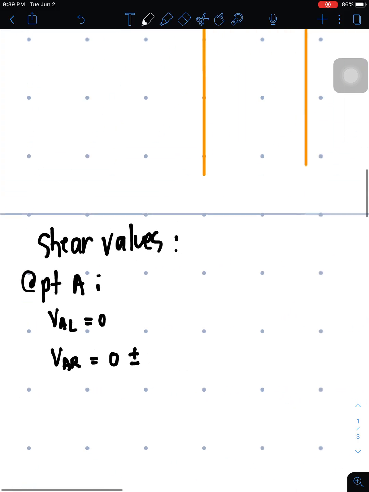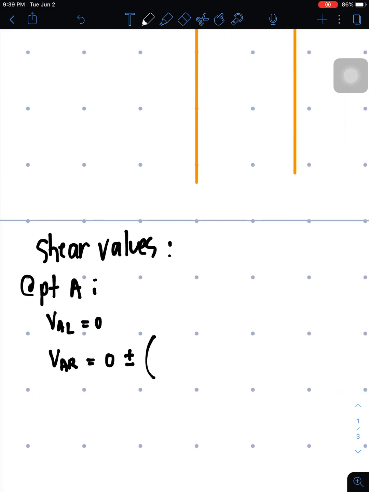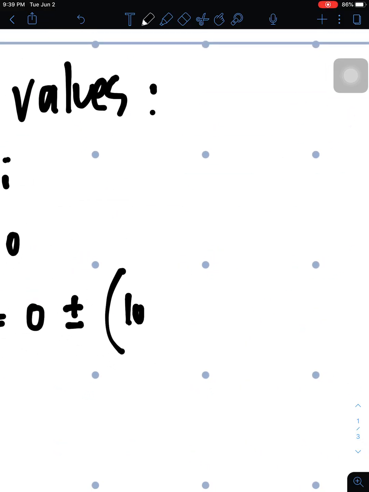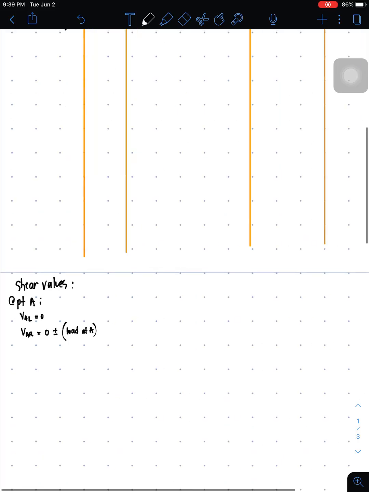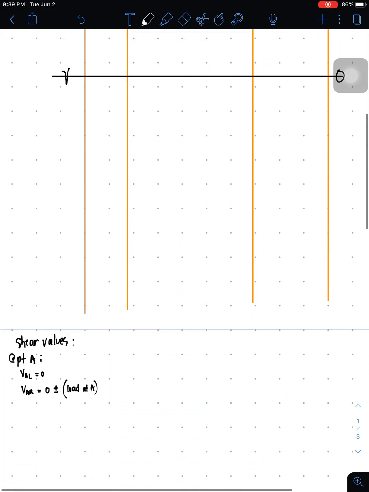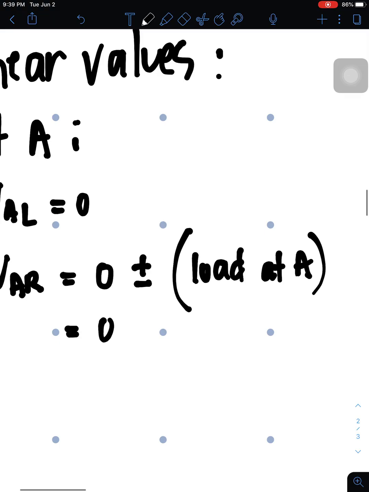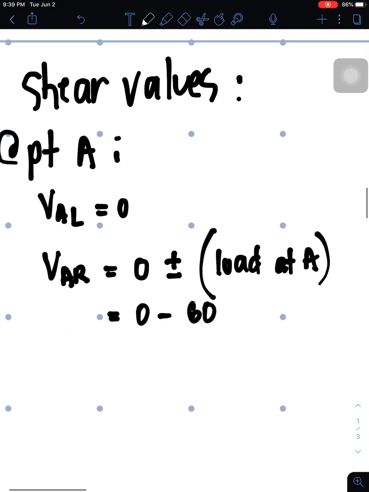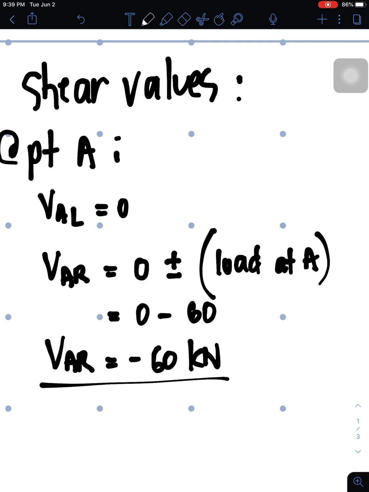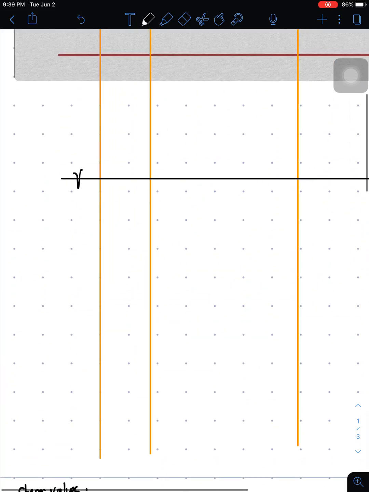Then plus or minus the load at A. So the load at A is 60 and it's downwards, so it's minus. So that's 0 minus 60. So the VA right is negative 60 kilonewtons. So we will plot it. So VA left is 0, VA right is negative 60.